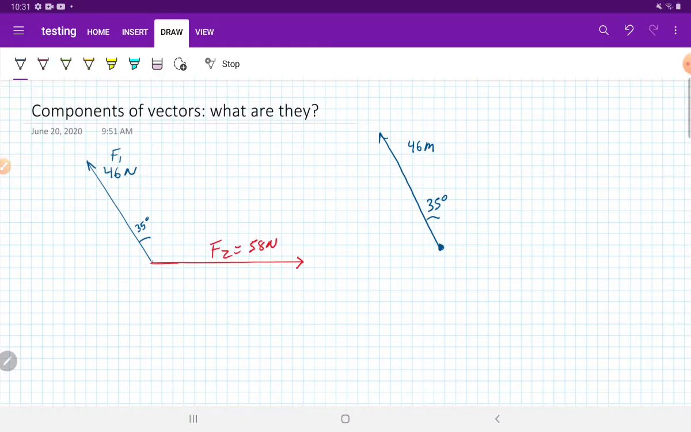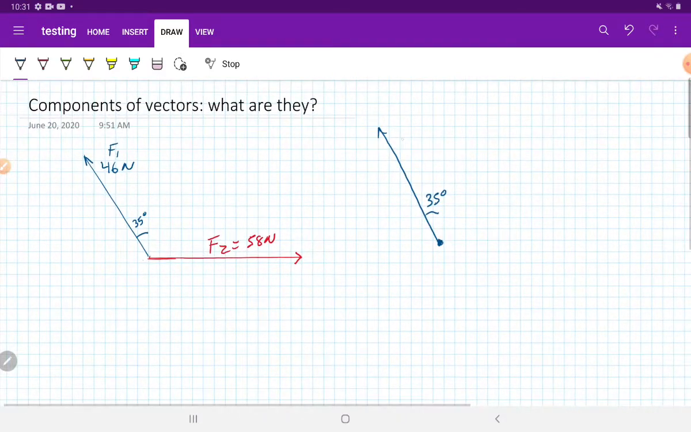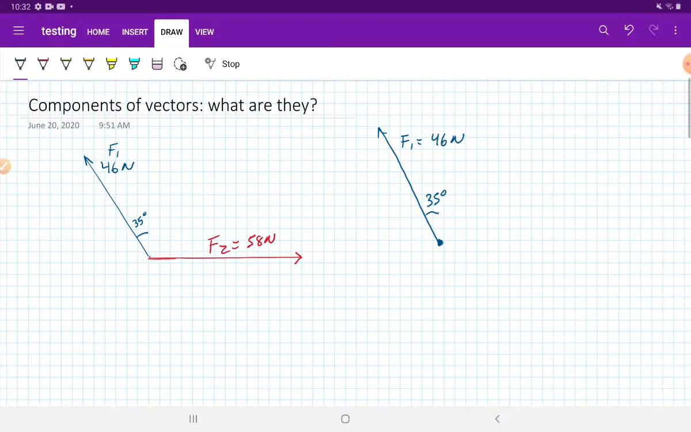A different way to look at it, and this gets a little more interesting, is imagine we're back to a force. So force 1 is 46 newtons, right? Now, imagine that this force is being applied. Somebody's pushing or pulling, it doesn't really matter. Let's say there's a train here. I'm looking at a train from above, and this train is on a set of train tracks.